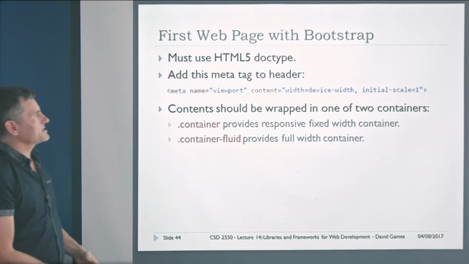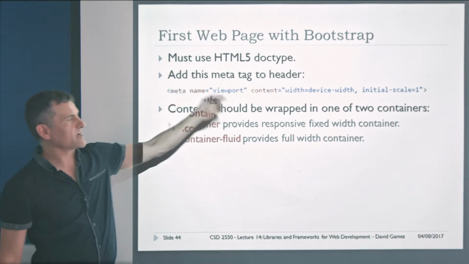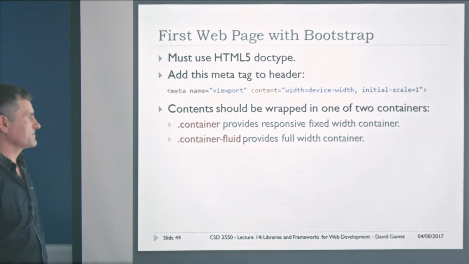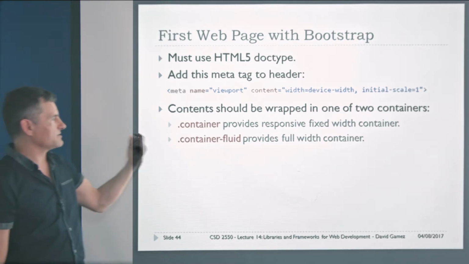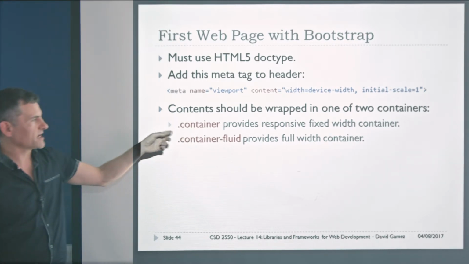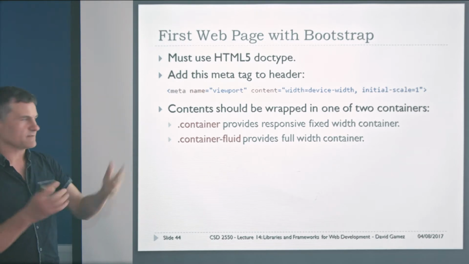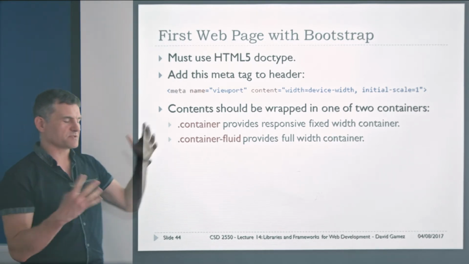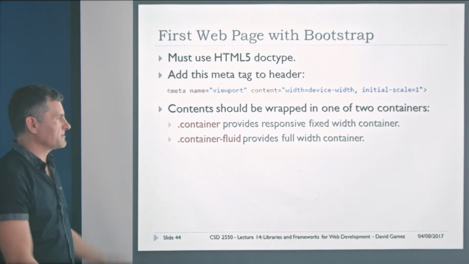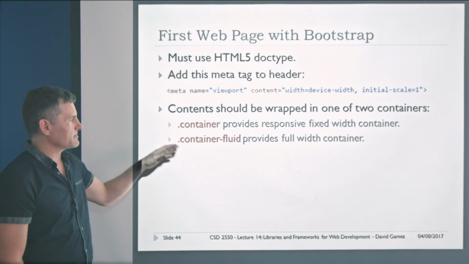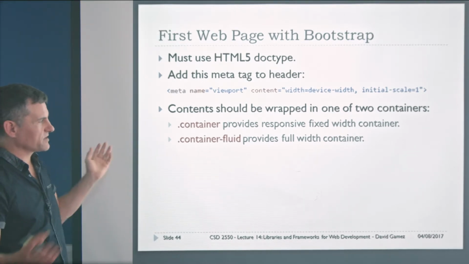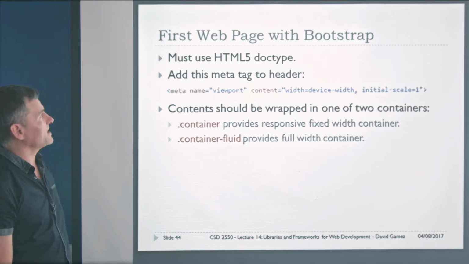So let's show how it works. Firstly, you must use the HTML5 doctype, and then you need this meta tag inside the header. And then your contents should be wrapped in one of two containers. So container is like a fixed width container, and then they'll do some juggling to make the most of the screen space. And then container-fluid provides a full width container that will expand and contract with the page.